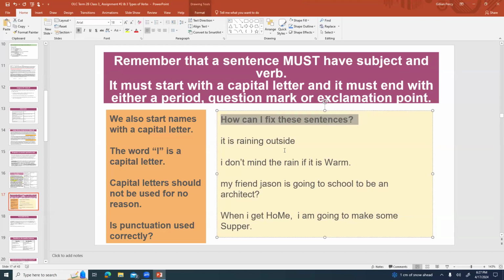It is raining outside. Okay, what are the problems with that sentence? Well, first of all, I didn't start with a capital I. I got a lowercase i. I want to put a big I. It is raining outside. And then I want to end with a period.